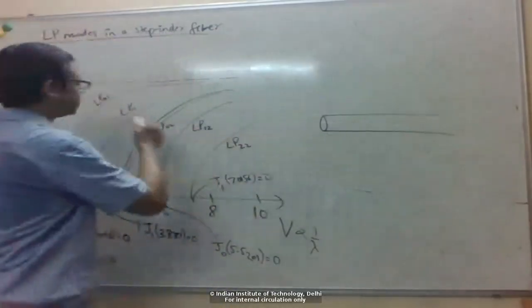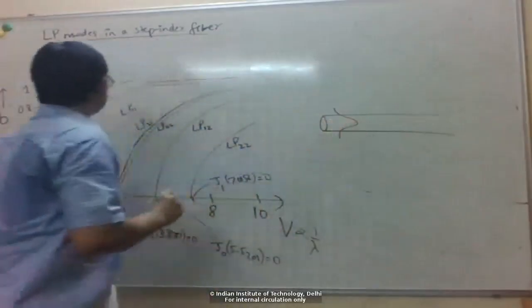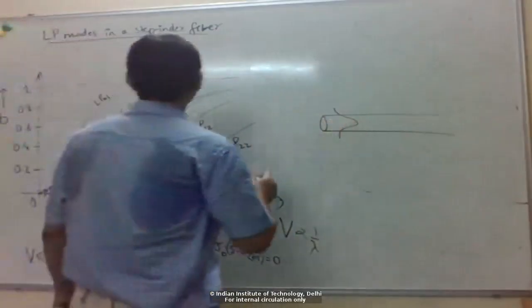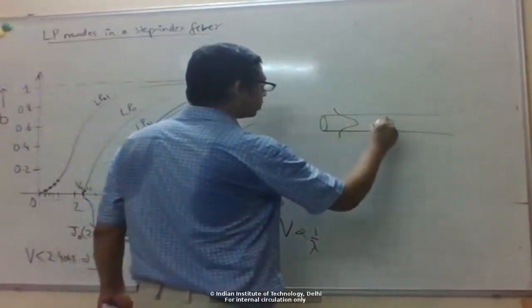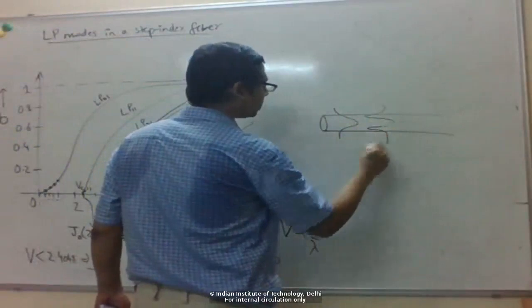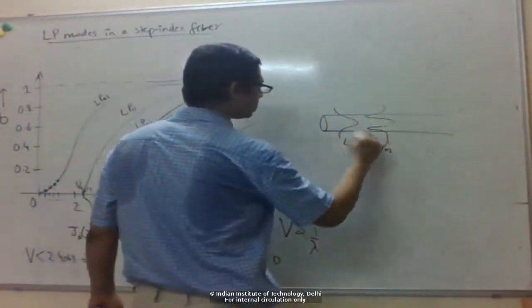So for example, in the radial direction, LP01 maybe looks somewhat like a Gaussian function. I don't know, LP02 maybe looks like something with a 0 in the middle, right? So they have different mode profiles.